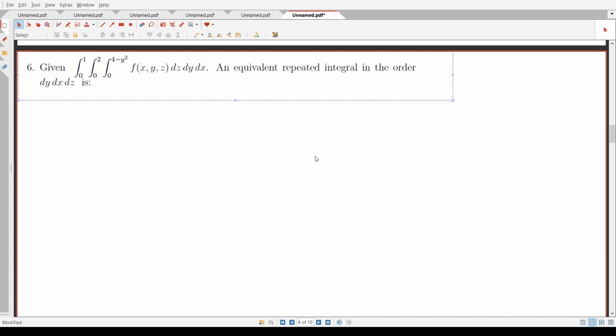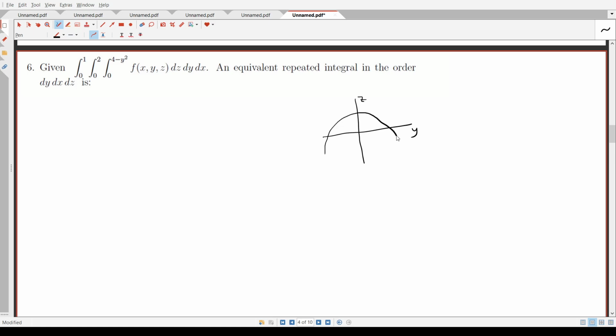Okay, so it tells you to swap the order of the integrals. This is not easy to visualize or draw. Okay, so we want to swap the order so that it's dy, dx, dz. So let's try to think about what this region looks like. So here I know that z goes from 0 to 4 minus y squared. So if I just do z and y, 4 minus y squared is a downward facing parabola like this.